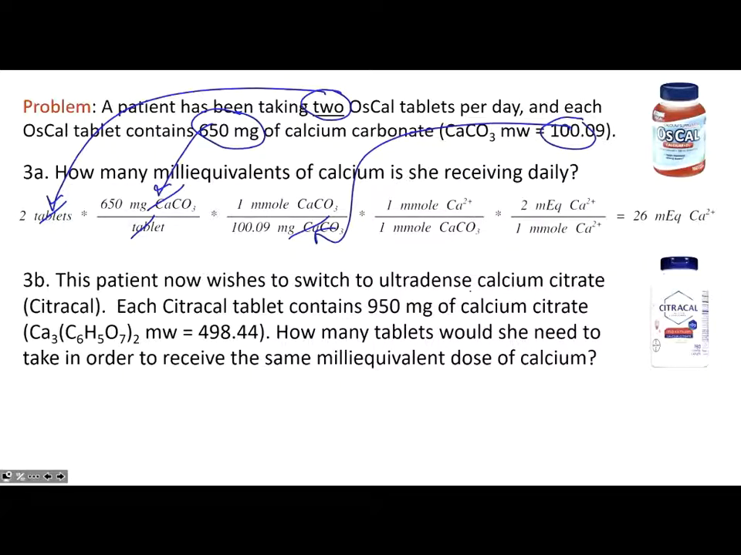Let's look at the formula right here. How many calciums are in 1 molecule of calcium carbonate? 1. Since it's 1, there's a 1 down there. There's 1 calcium ion per every 1 millimole of calcium carbonate. So now I've converted from the number of molecules of calcium carbonate to the number of molecules of calcium. And lastly, to convert to milliequivalents, what is the charge on the molecule? The valence is 2, so there are 2 milliequivalents for every 1 millimole. Millimoles cancel, and I multiply across, and I get milliequivalents. Any questions about that?